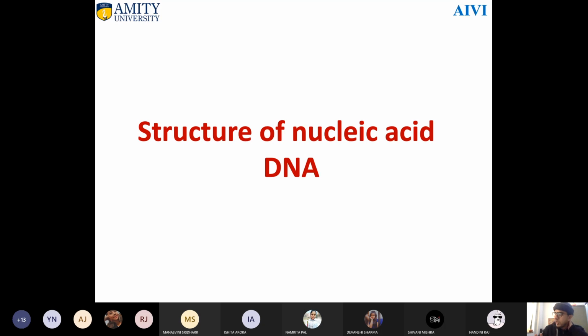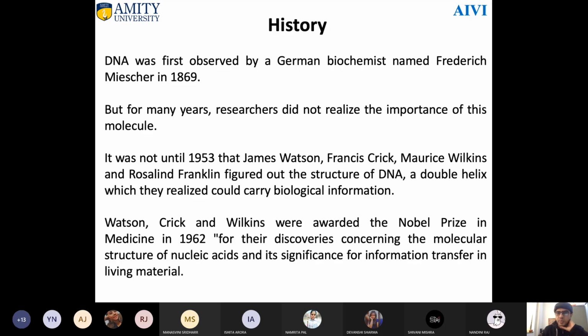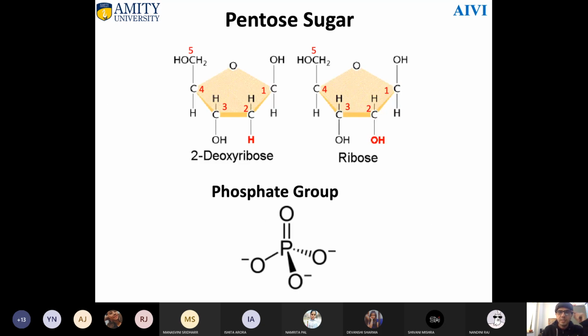Then we'll move to the structure of nucleic acid. This is a very important one. Some of these things Nandini and the others covered, but as I mentioned, they did not provide the insight. So here I'll show you the insight. History-wise, again, the similar thing.